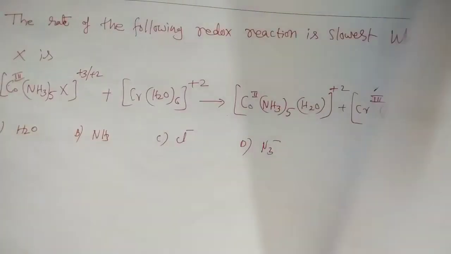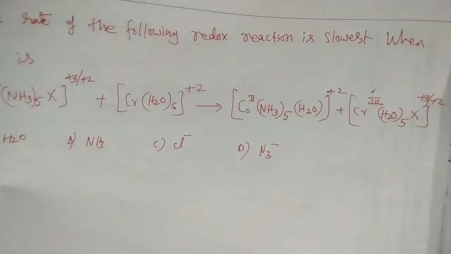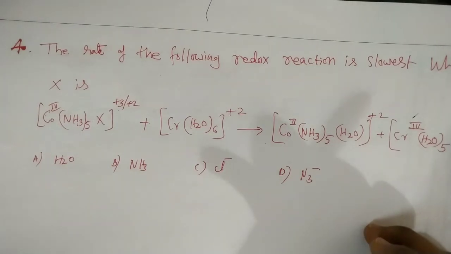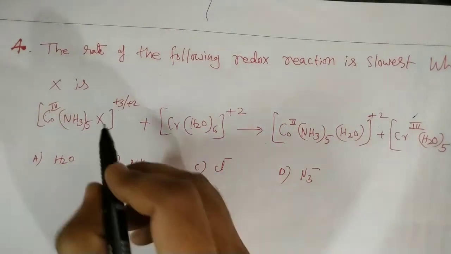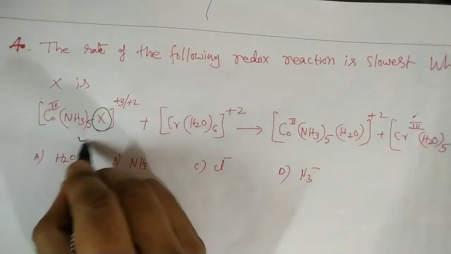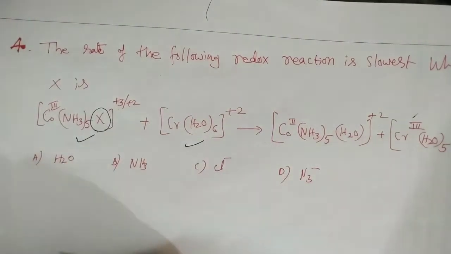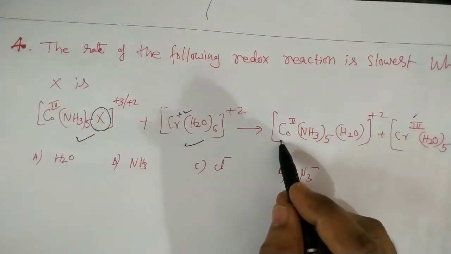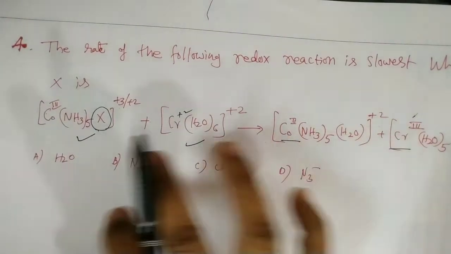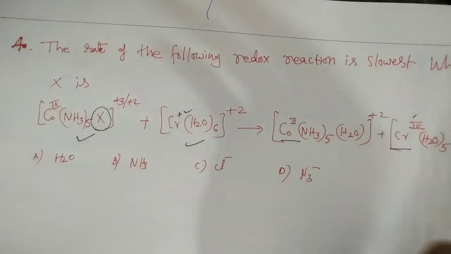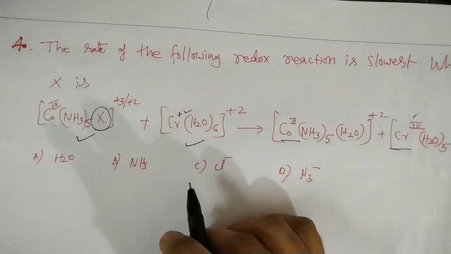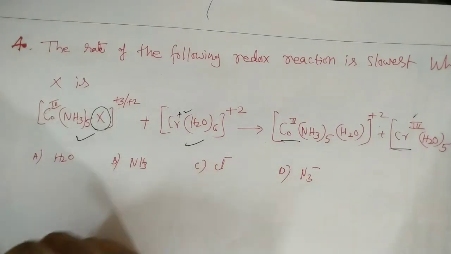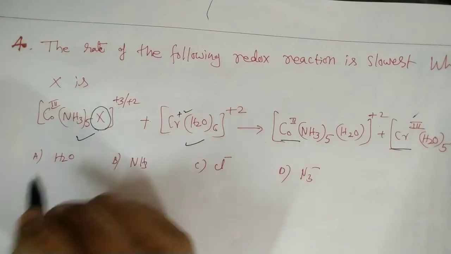Okay, next, this question belongs to complex compounds. The rate of the following redox reaction is slowest when X is, here X is, an octahedral complex, also an octahedral complex. Here cobalt plus 3, here cobalt plus 2, and in this case cobalt plus 2, cobalt plus 3. That means it is a redox reaction. One is oxidized, one is reduced. Now this redox reaction is slowest when the ligand is, that means one ligand is missed.